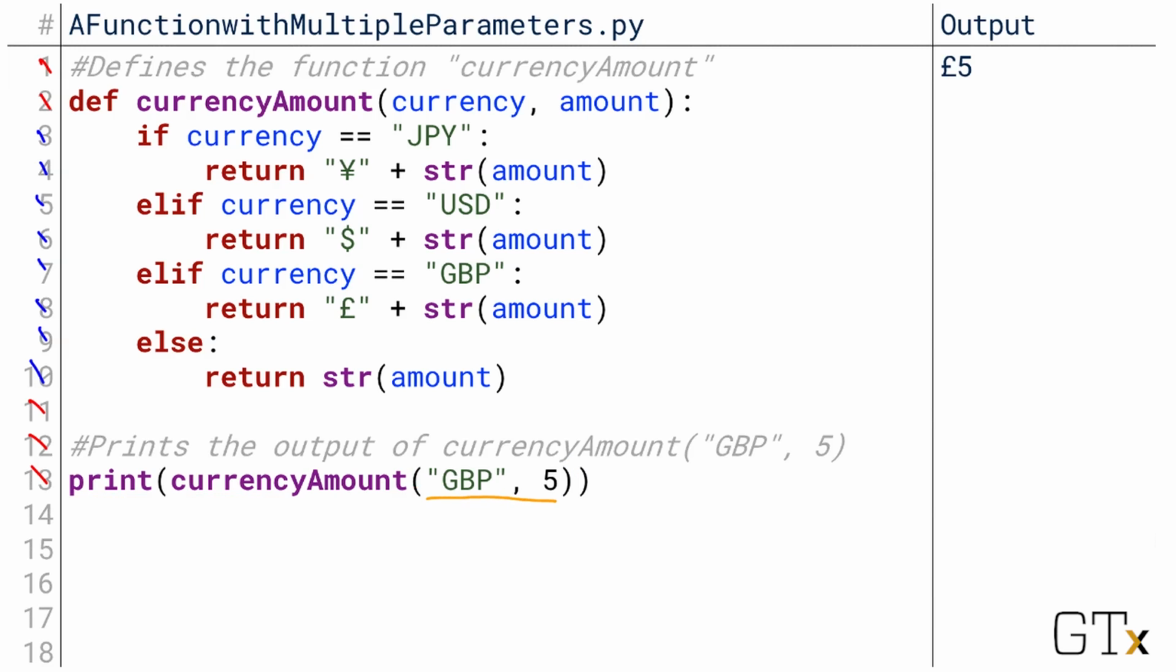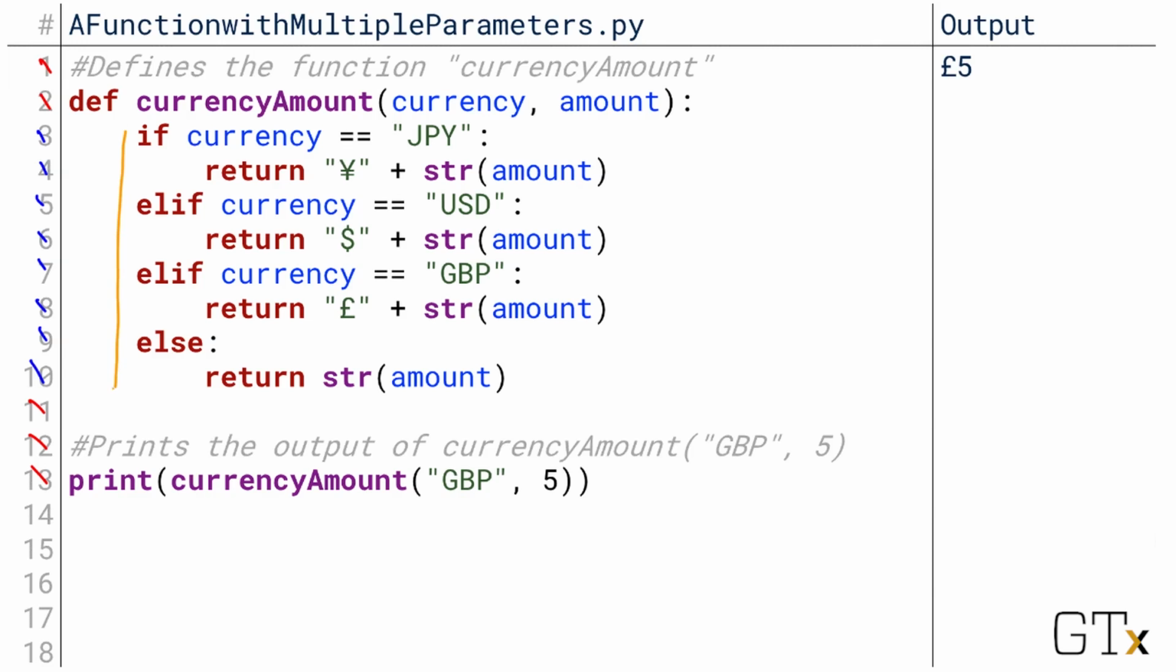Notice that the order of these arguments matches the order of these parameters. Our first argument is GBP for currency, and our first parameter was currency. Second argument was 5, which was the amount. Our second parameter is amount. That's how Python knows which argument goes into which parameter. It assumes the order is correct. First argument to first parameter, second argument to second parameter, and so on.